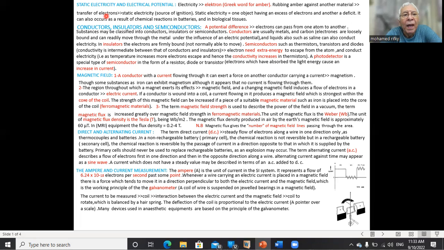Conductors, insulators, and semiconductors. This is a classification of materials regarding the ease of movement of electrons through them. We have conductors, which are most of the metals, and carbon and saline, which can conduct electrons easily. And then we have the insulators, which are very resistant to the movement of electrons through them. And then we have the semiconductors, such as thermistors, transistors, and diodes, which need some sort of extra energy for the electrons to move.